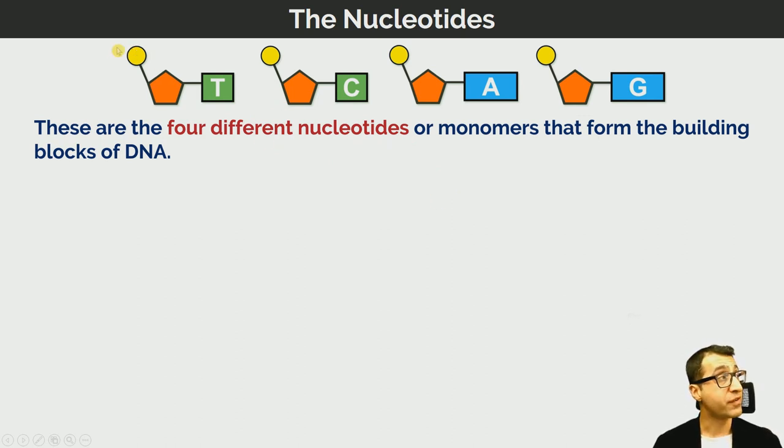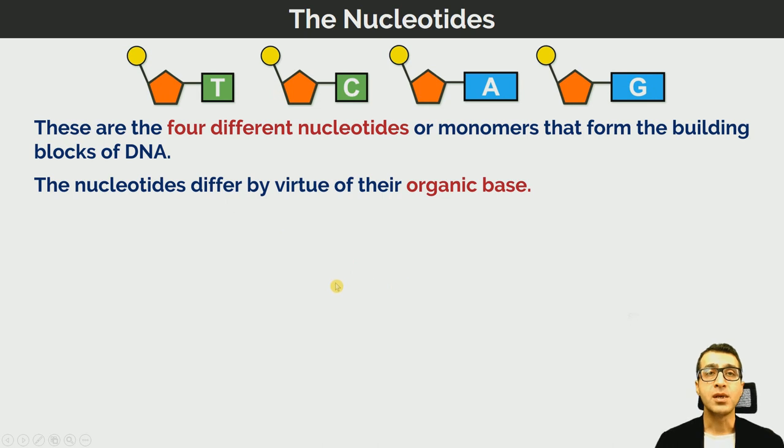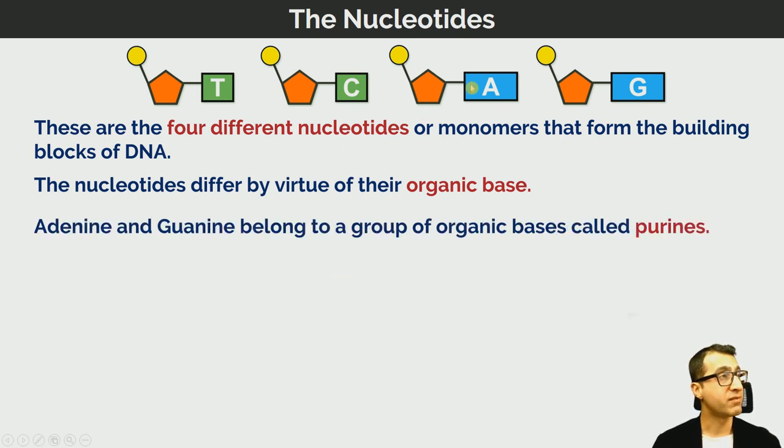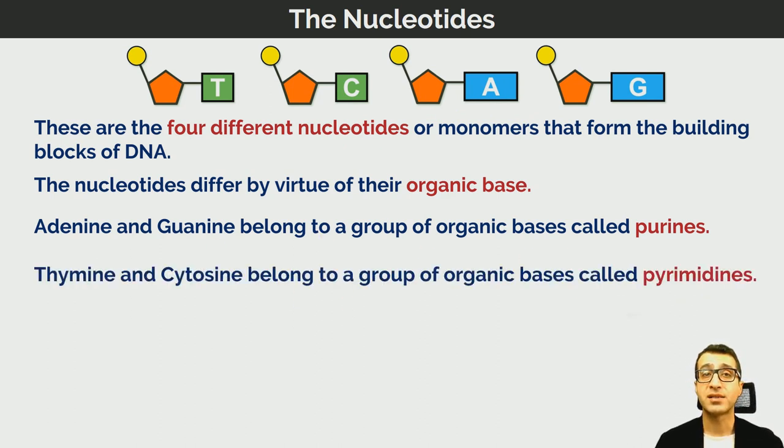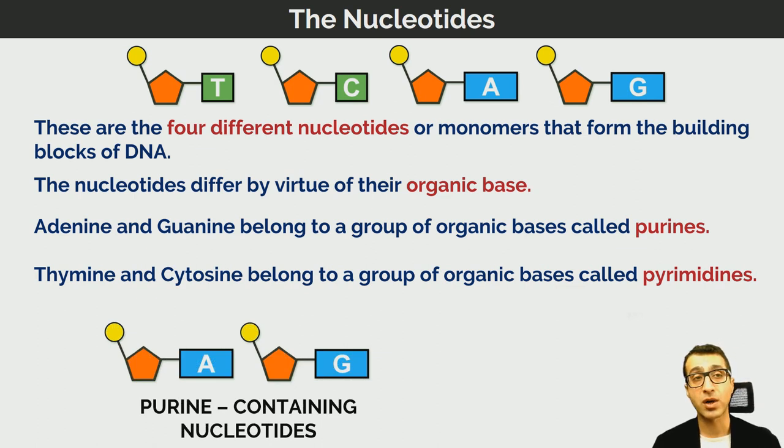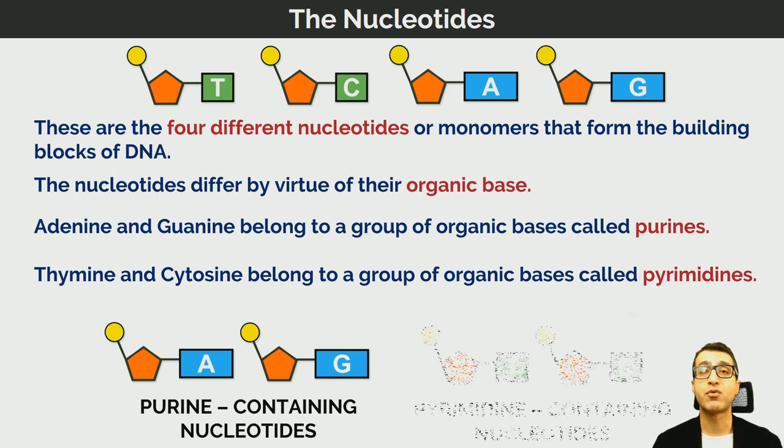And they're all the same as far as the phosphate group and the ribose sugar are concerned. The way in which they differ is in the organic nitrogenous base, which is bonded to the ribose sugar. So adenine and guanine, which are given the symbols A and G respectively, belong to a group of organic bases called purines, and the two other ones, thymine and cytosine, belong to a group of organic bases called pyrimidines. And so A and G, adenine and guanine, are purines, and thymine and cytosine are referred to as pyrimidines.